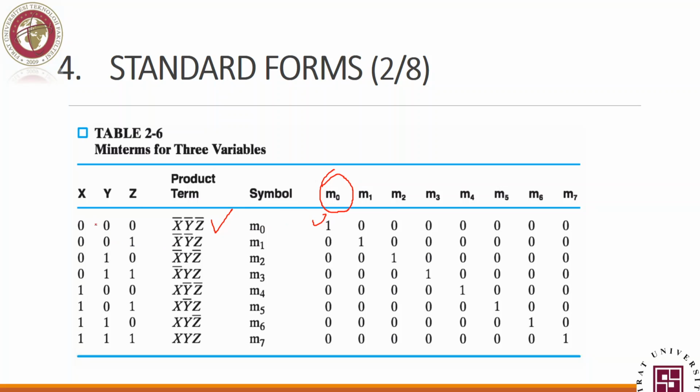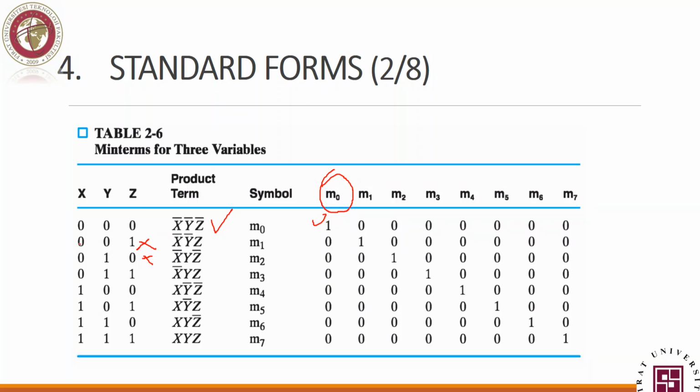How about M1? Now look, X bar, Y bar, Z bar. X bar is 1 here also. Y bar is 1 here also, yes. But how about Z bar? It is 0. So this one would be 0. This is what we refer to by 0. How about M2? X bar is 1, fine. Y bar is 0. That means this is also 0. If you apply to all of them, you will find M1 is 0, M2 is 0, M3 is 0, all of them 0. The way I did. Only one case, M0, will be 1. That's it.